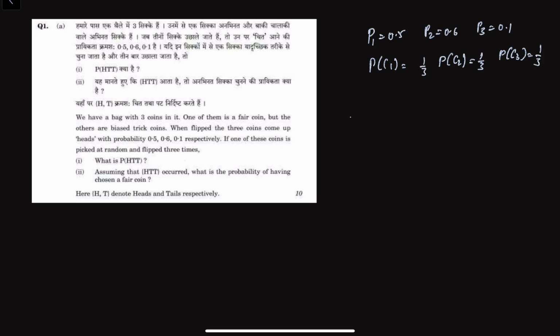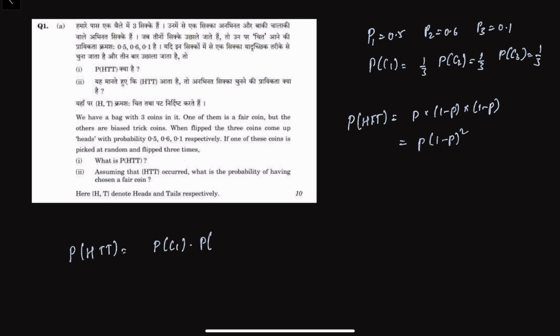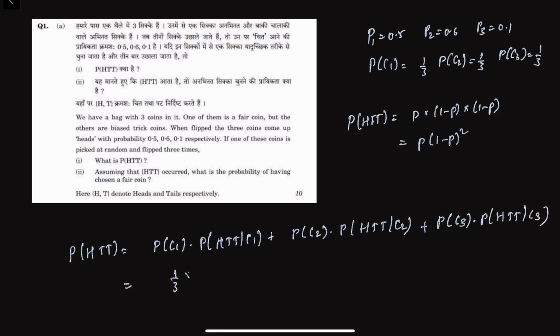So for a coin, in order to get head, tail, tail, the probability is P into 1 minus P into 1 minus P, which is P into (1 minus P) whole square. So for 3 coins, if we have to find probability of head, tail, tail, by using total probability theorem, this would be probability of C1 into probability of HTT given it's from coin 1, plus probability of C2 into probability of head, tail, tail given it's from coin 2, plus probability of C3 into probability of head, tail, tail given it is from C3.